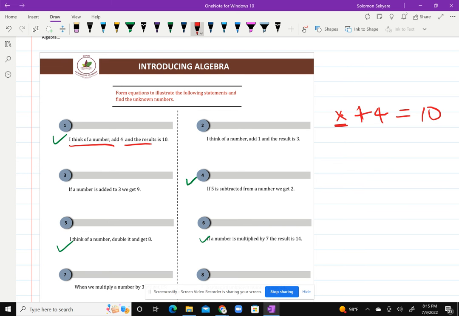I don't want you to do it in your head. I want you to follow the rules of algebra. Since this is a positive 4, we subtract. We reverse this positive number by subtracting. And then we come here and say x equals 6. You see how my equal sign is lined up? This is how I want you to arrange your work. This is a one-step equation.